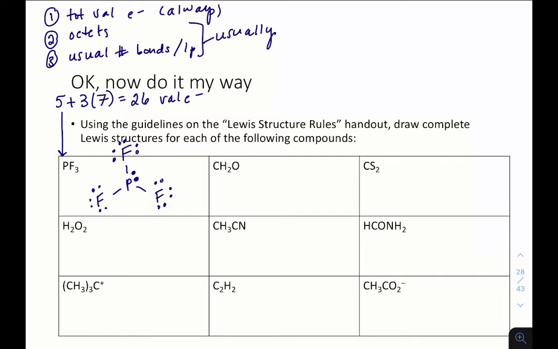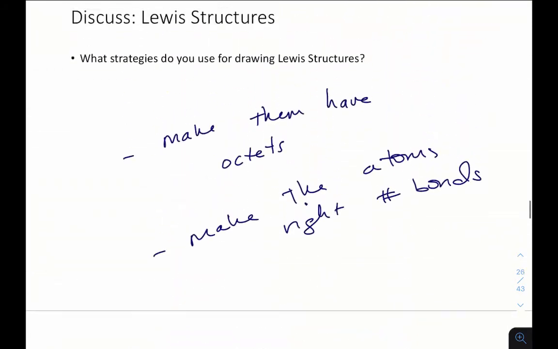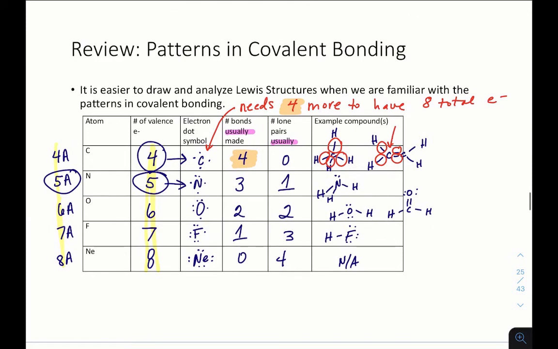But all these atoms do have octets. We'll start with one of the fluorine atoms. So 2, 4, 6, 8. Phosphorus, 2, 4, 6, 8. Good. So total valence electrons check, octets check, and then finally usual number of bonds and lone pairs. That's coming from the patterns that we came up with together. Phosphorus, being in group 5A, will behave like nitrogen, typically making 3 bonds with 1 lone pair. Fluorine, we expect to make 1 bond with 3 lone pairs. Let's check.